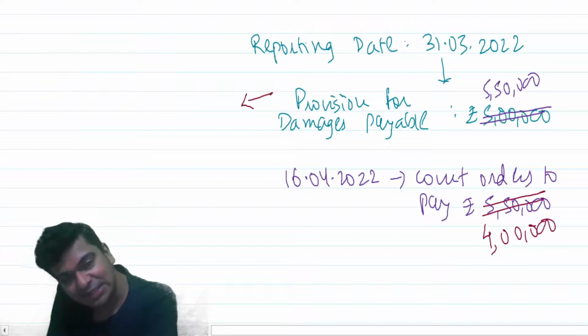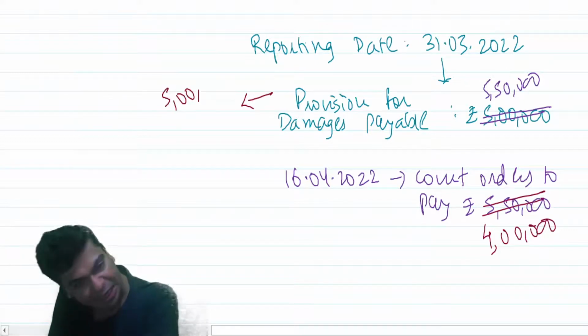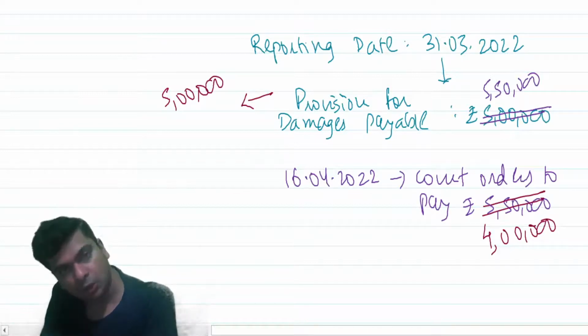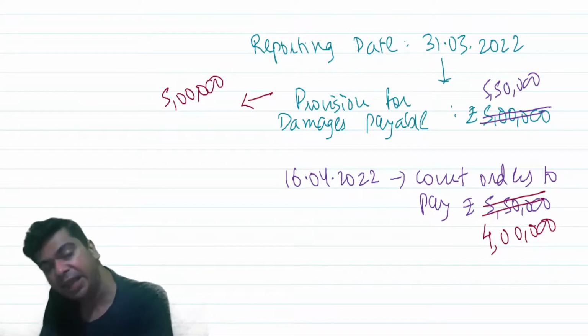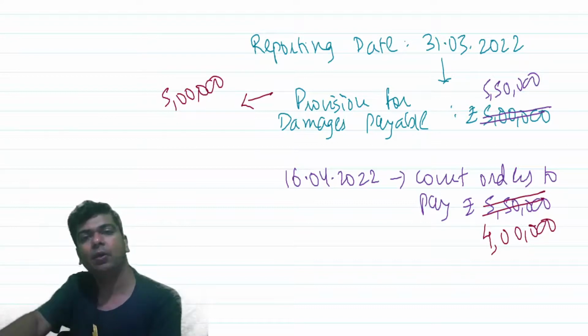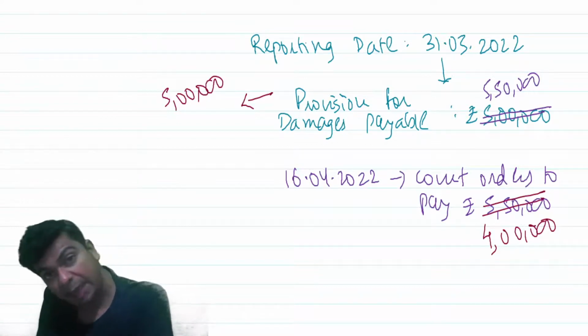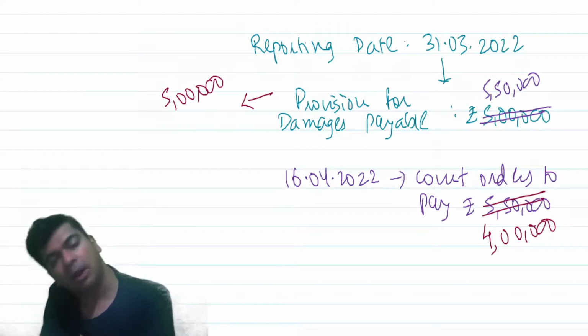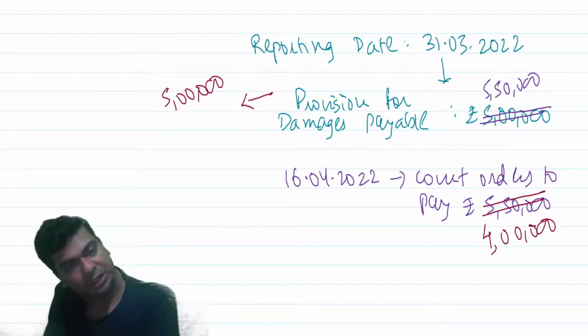Let's take the original figure now. You had recognized a provision for 5 lakhs. Finally, on 16th April 2022, the court order is out and the court is saying that you will have to pay 4 lakhs to the aggrieved party. Am I allowed to reduce the provision by 1 lakh? You are allowed, provided this is an adjusting event.